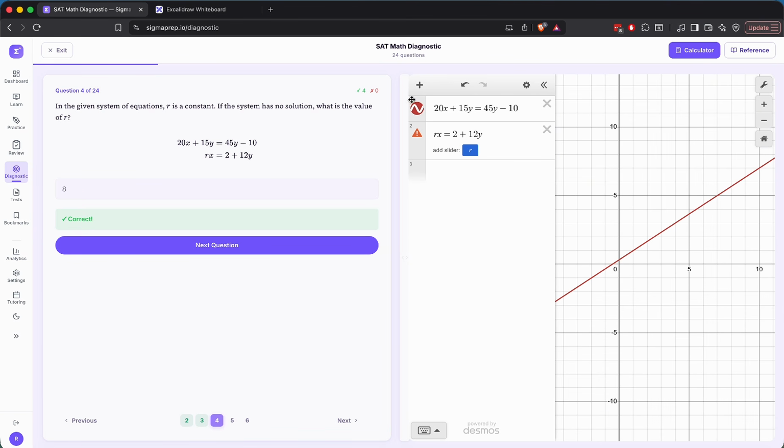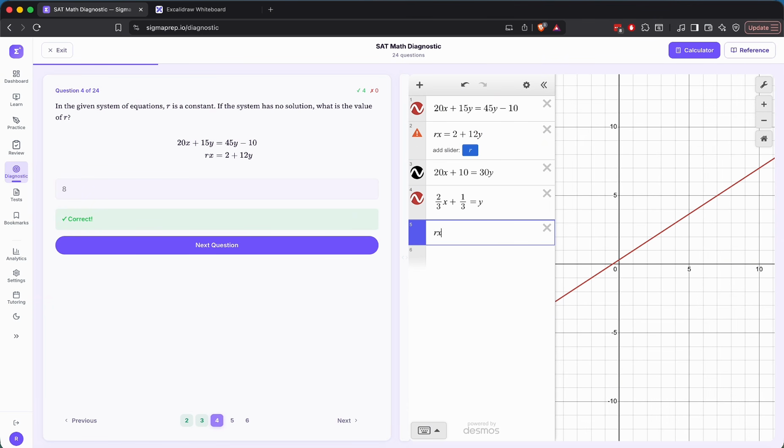Otherwise, you just got to solve these for their slope, so we got to have them in slope-intercept form. So the first one over here, just rearrange it. I can add 10 to this side. Actually, let me just write it down here. Subtract 15y, so it'd be 20x plus 10 equals 30y. And then we just divide by 30, so it'd be 2/3 x plus 1/3 equals y. That's one equation.